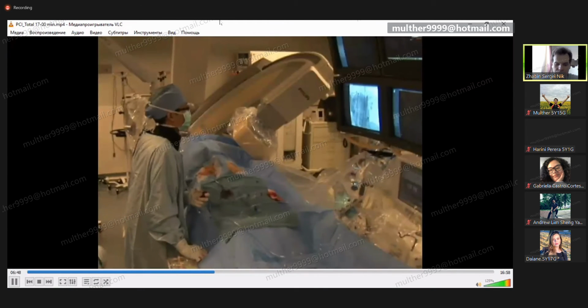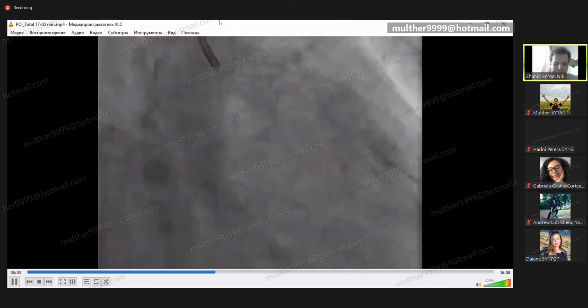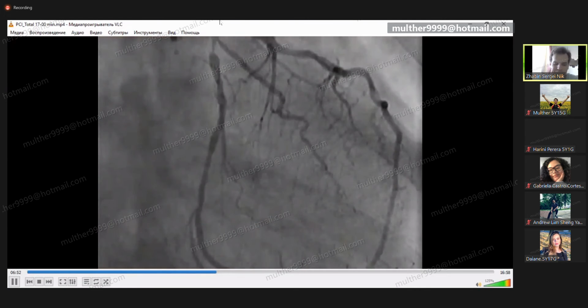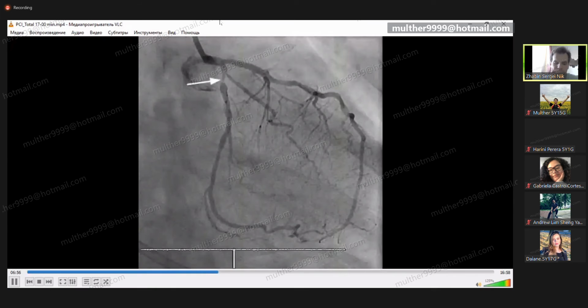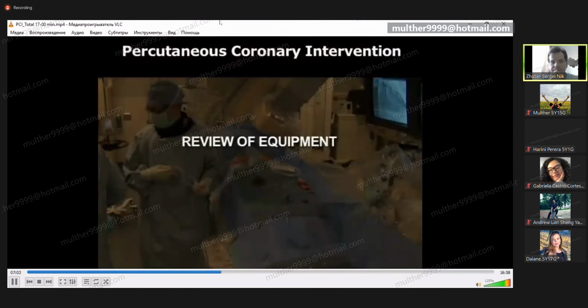At this point in the procedure, coronary angiography begins, the details of which are highlighted in another video tutorial. In this example, a severe stenosis of the proximal left circumflex artery is demonstrated.